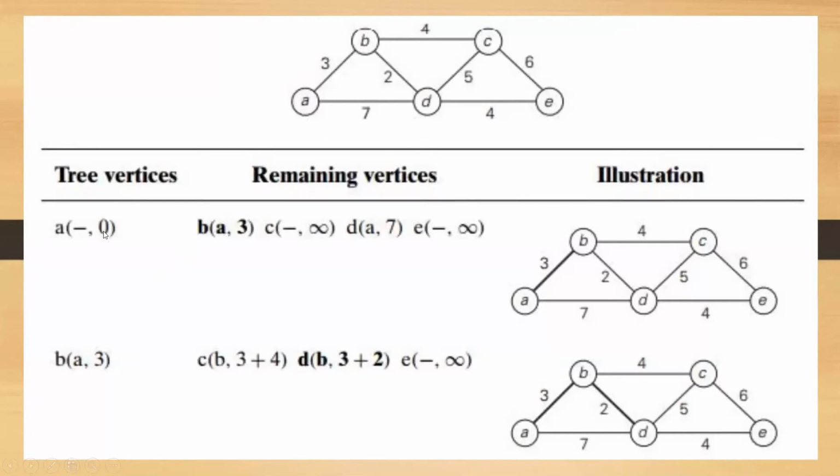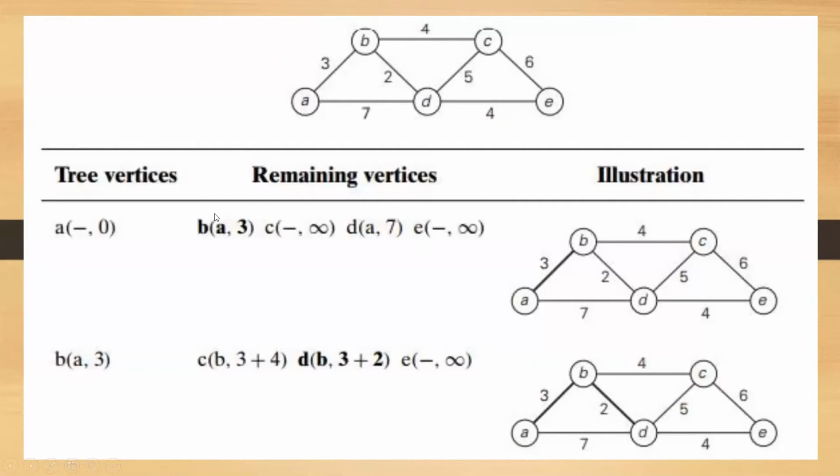Here it is 0. A has 0 plus 7, the weight of AD. It becomes 7. Now check whether that 7 is lesser than the current distance of D. The current distance of D is infinity. 7 is lesser than infinity. Yes, true. Therefore, you have to update this D. So D via A, that means the parent of D is A and the distance is 7. Okay, now we have updated B and D.